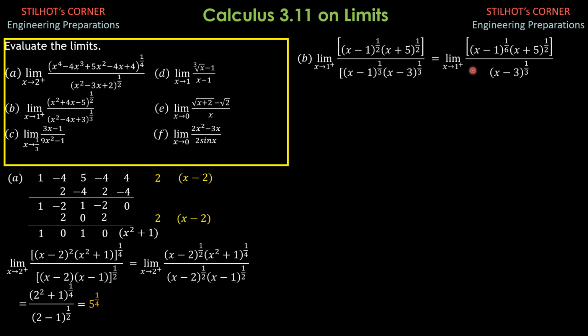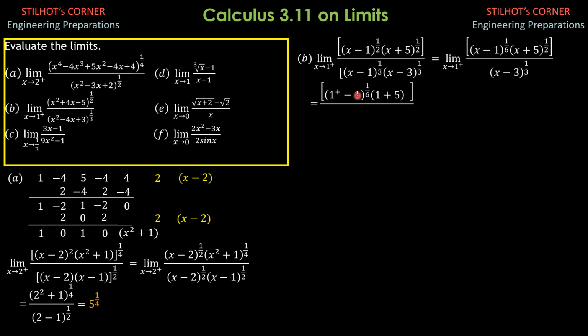So as x approaches 1 from the right, the cube root of a negative number is defined. So this no longer approaches 0. The numerator, 1 plus 5, 6 to the 1/2, that's square root of 6. Then this one, as x approaches 1 from the right, this is almost 0 from the right to the 1/6. So almost 0 from the right to the 1/6 is almost 0, or 0 times something over something. The answer is 0. So the limit is 0.